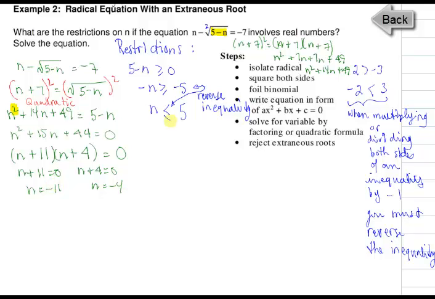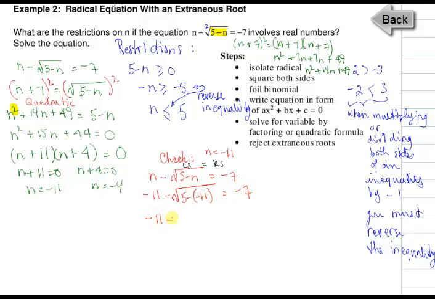Now, they are both less than 5. Okay, so we need to check. So let's do that here, check. And remember, always in the original equation. So write out the original equation. And you want to show that the left side is equal to the right side. Okay, let's start with negative 11. So we're going to check with n equals negative 11. So plug that in, you get negative 11 minus square root 5 minus negative 11 equals negative 7.